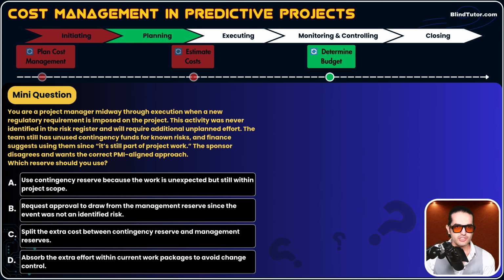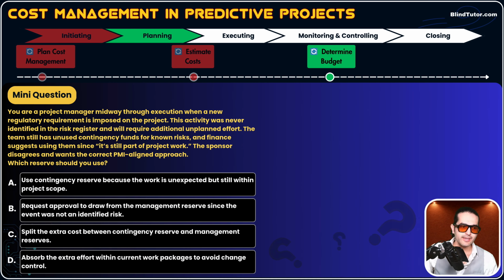A. Use contingency reserve because the work is unexpected but still within project scope. B. Request approval to draw from the management reserve since the event was an unidentified risk. C. Split the extra cost between contingency reserve and management reserves. And D. Absorb the extra effort within current work packages to avoid change control.